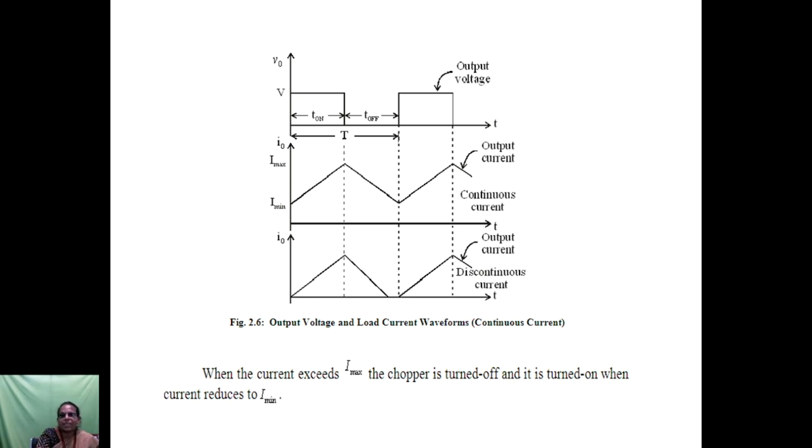Here the inductance value is more. If the inductance value is less, or only the resistance is there, then when the chopper is on, the current starts from 0 and increases to the maximum value. Then the chopper will be in the off state, and the current will fall to 0. Then it will be on again, so this will be a discontinuous current. So the current exceeds I maximum, the chopper is turned off, and it is turned on when the current is reduced to I minimum.